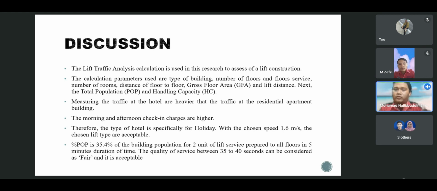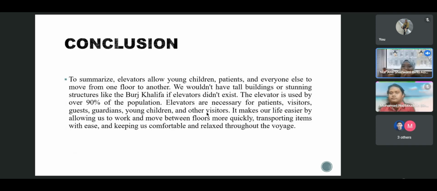Therefore, the type of hotel is specifically for holiday. With the chosen speed of 1.6 meters per second, the chosen lift type is acceptable. And then the percent POP is 35.4% of the building population for 2 units of lift service to all floors in a 5-minute duration. The quality of service between 35 to 40 seconds can be considered fair, and it is acceptable by CIBSE.